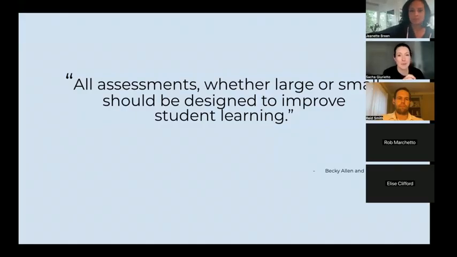However, as Dylan Wiliam says, assessment is the bridge between teaching and learning. So if your school is working hard on improving teaching, which most schools always are, no matter how well they're performing, then I think we actually need to be putting assessment at the center of our improvement journey.